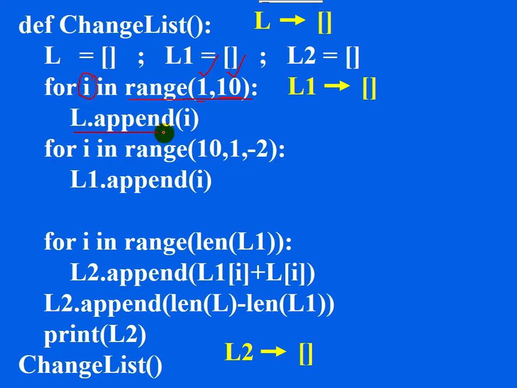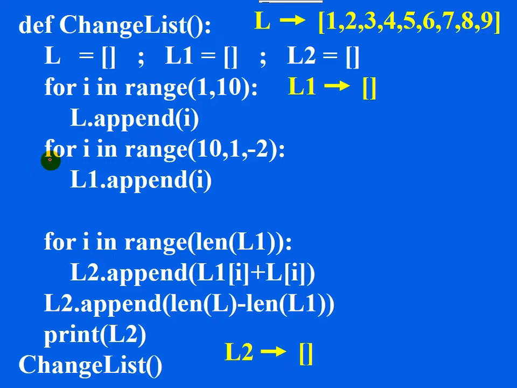Now L dot append within bracket 1. So 1 is appended to the list L. So now your list L contains one element, that is 1. Now I takes the next integer in the range. The next integer is 2. So L dot append, now I contains 2. So L dot append 2 means 2 is appended to the list L. So L contains one more element, that is 2. So the elements are 1, 2. So finally your L contains 1, 2, 3, 4, etc. up to 9.